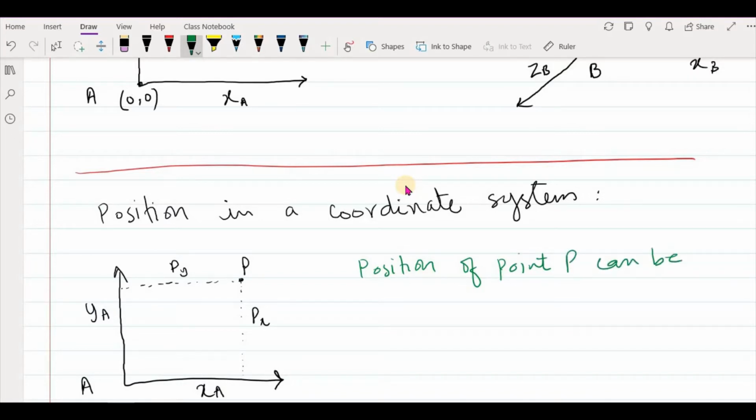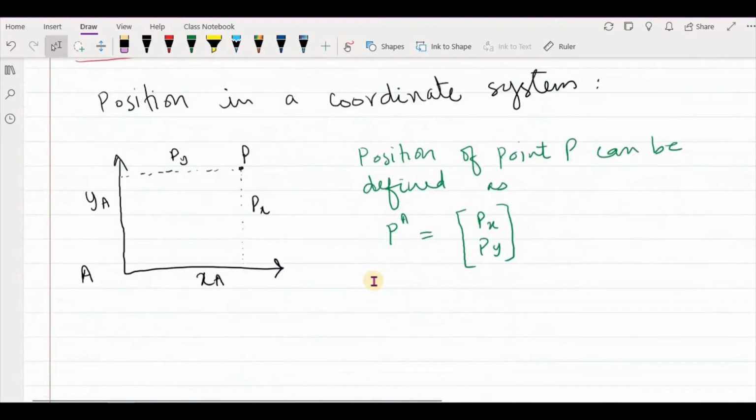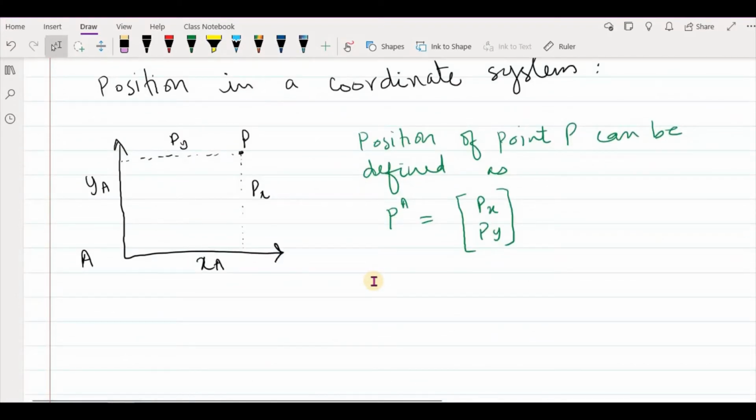It can be defined as, so we shall use P and then A. We shall write something like this, Px and Py. Okay, so this is how we define the position of a 2D point, or a point in a 2D frame, using a vector.